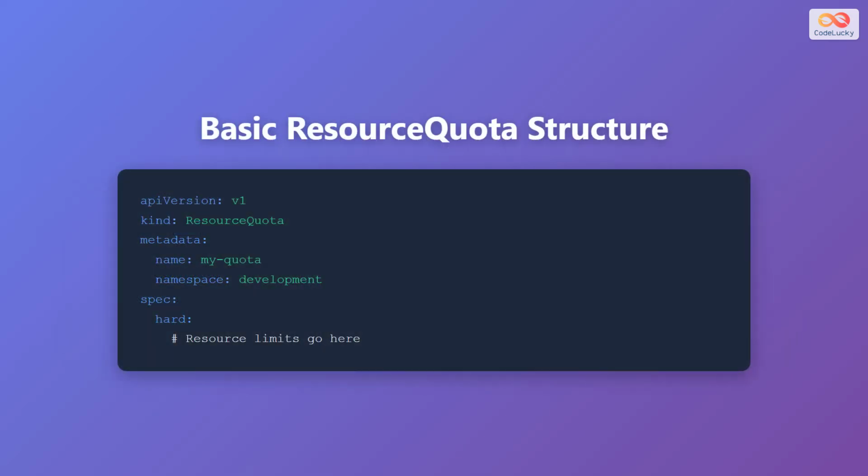A resource quota is defined using the standard Kubernetes manifest structure. It starts with API version v1 and kind ResourceQuota. In the metadata section, you specify the name of the quota and the namespace where it will be applied. The spec section contains a hard field where you define all the resource limits.